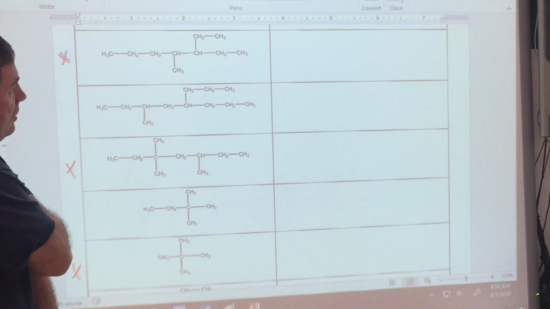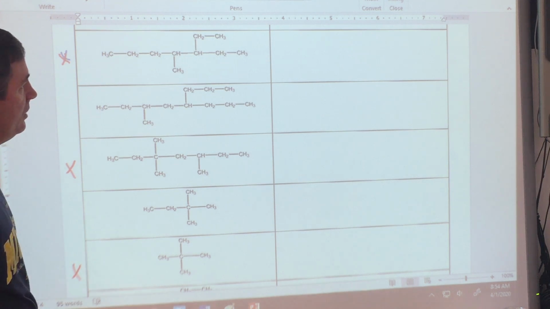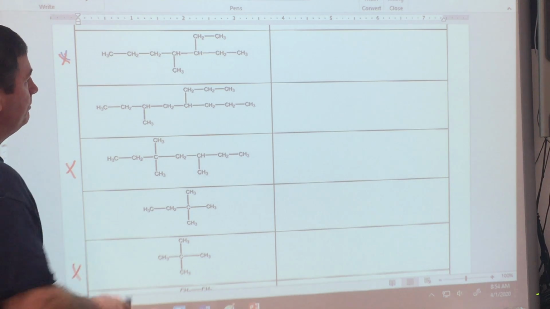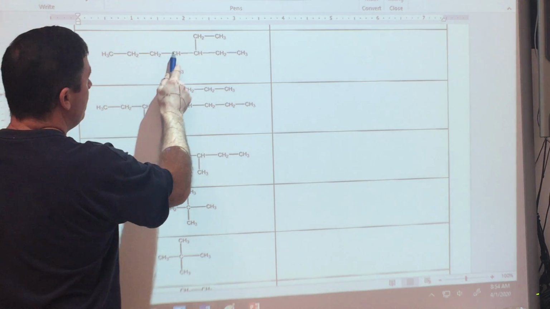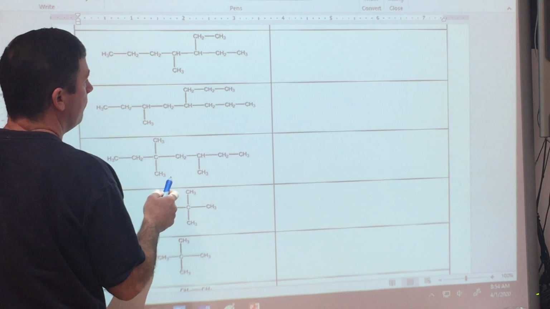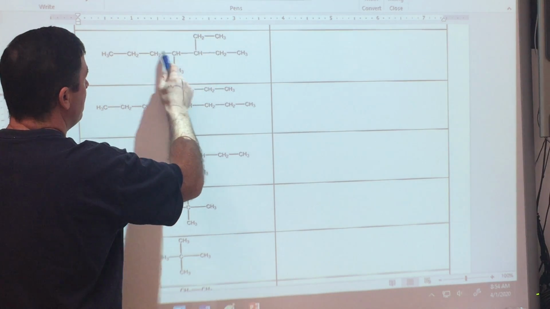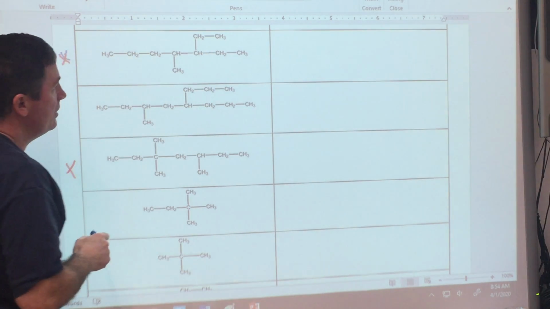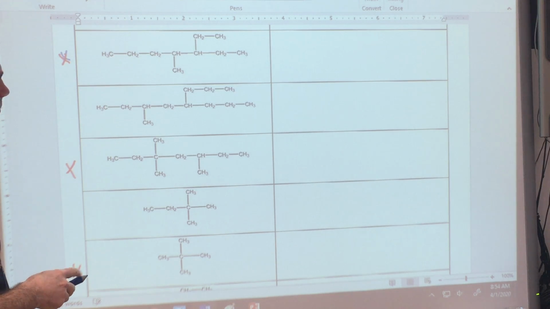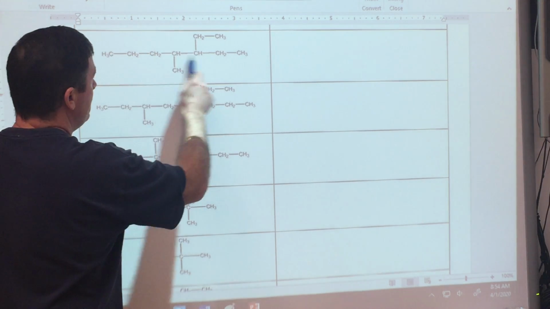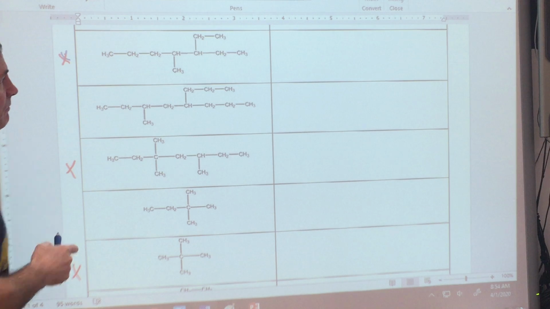Okay, so remember the rules. Number one, find my longest chain. 1, 2, 3, 4, 5, 6, 7. 1, 2, 3, 4, 5, 6, 7. Looks like 7 is going to be my long. So I can use this as my long chain.